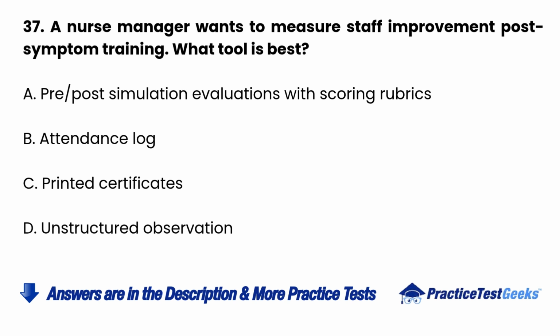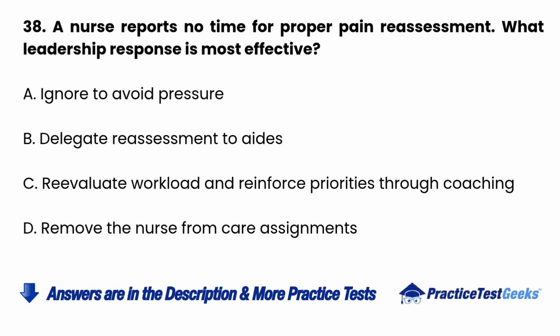37. A nurse manager wants to measure staff improvement post-symptom training. What tool is best? A. Pre-post simulation evaluations with scoring rubrics. B. Attendance log. C. Printed certificates. D. Unstructured observation.